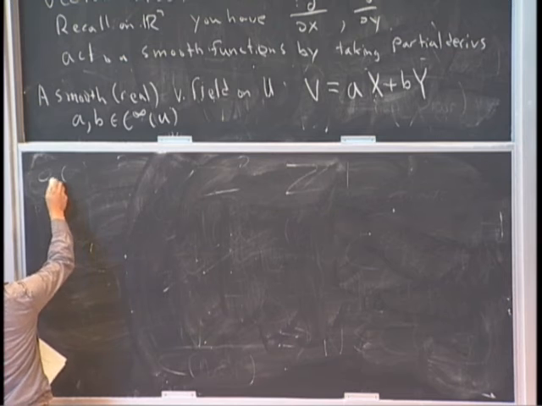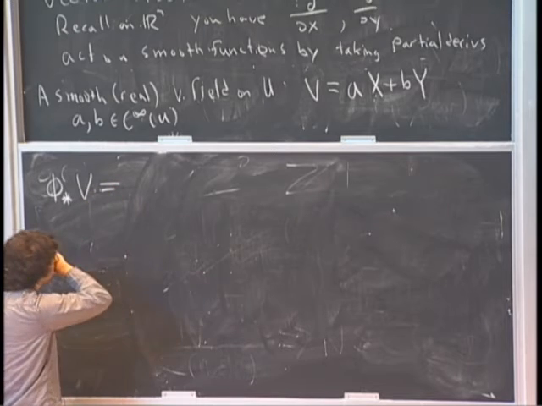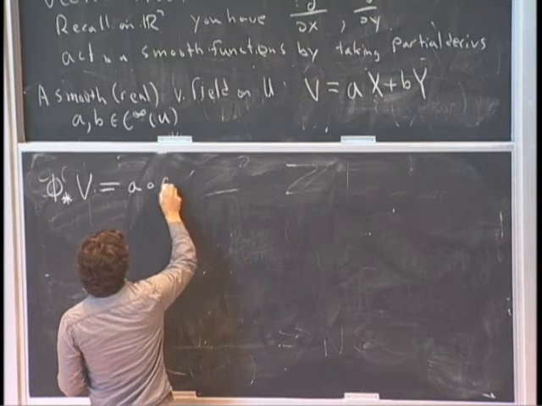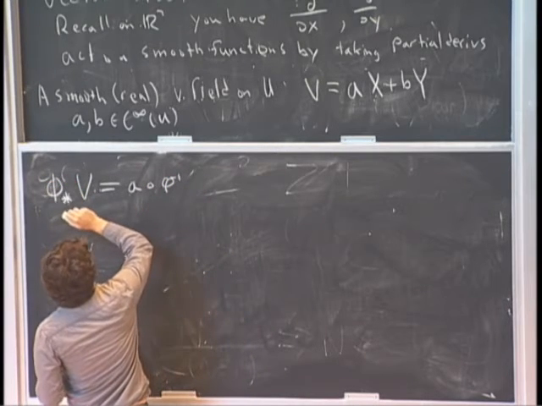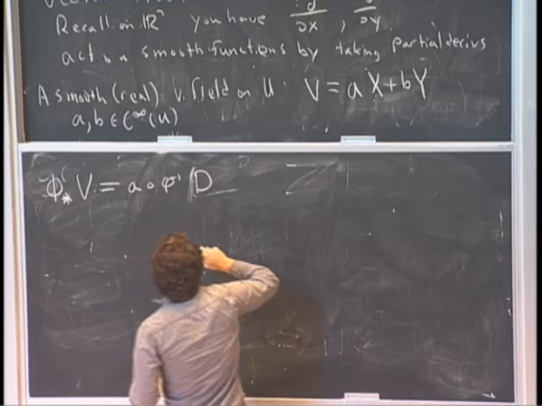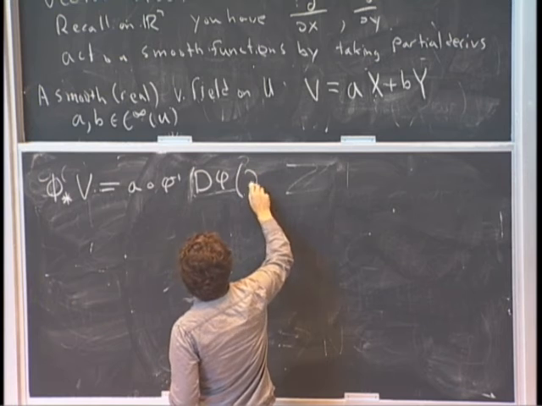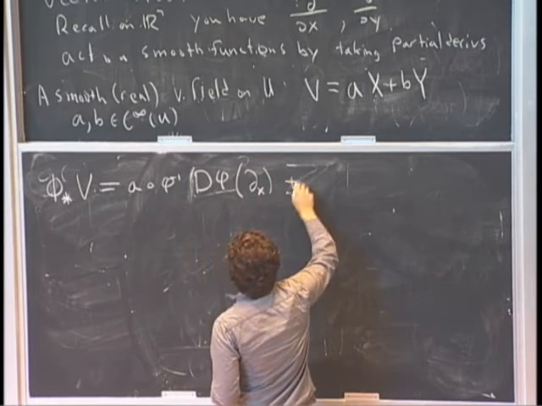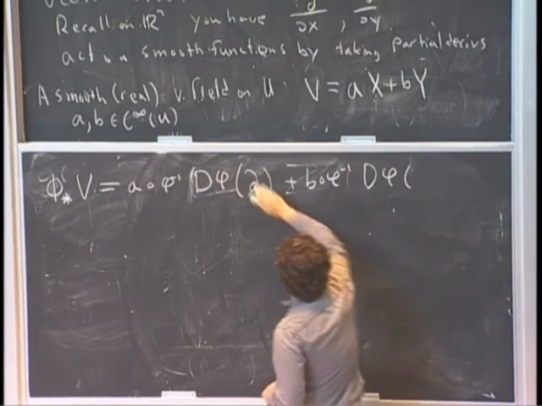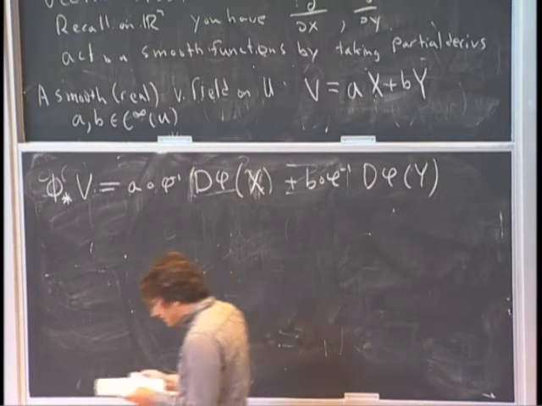right, we want to define, say, the push forward of V, and we'll just define this to be, assuming we didn't make a mistake, A of phi inverse, and then that's applied to, if you just take the standard derivative of phi and apply it to d/dx, and then you take the derivative of phi and apply it to, well, let's call it just d/dy. All right, this is sort of stupid, but bear with me.